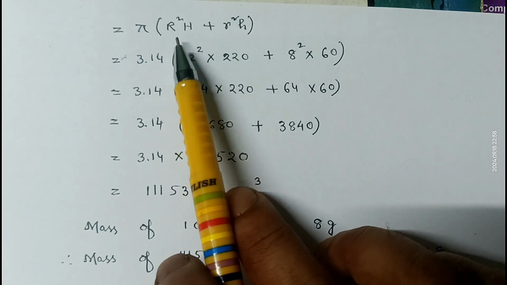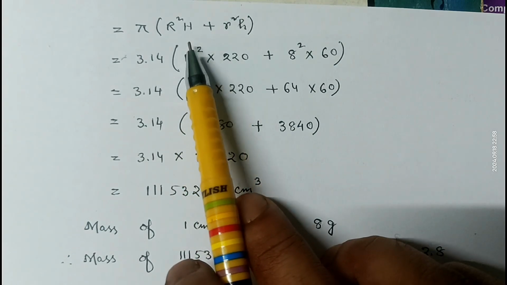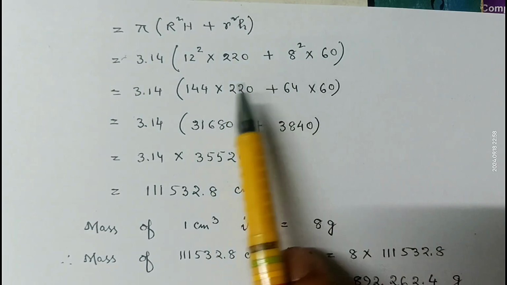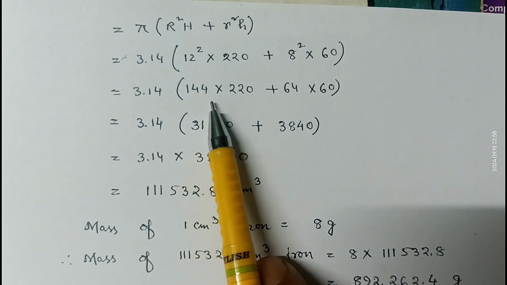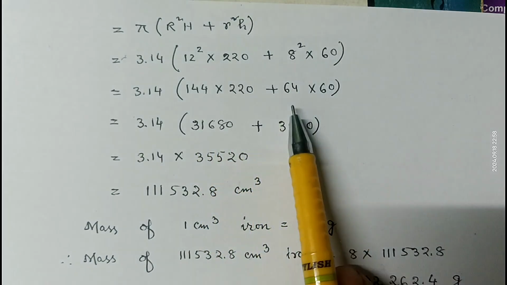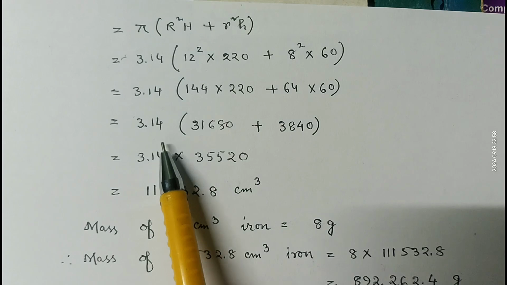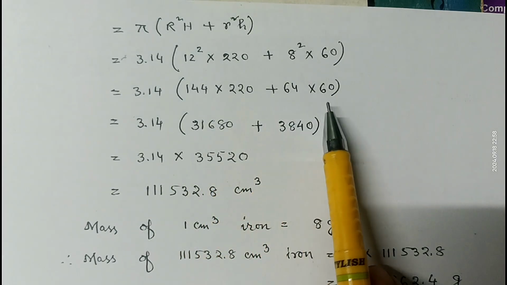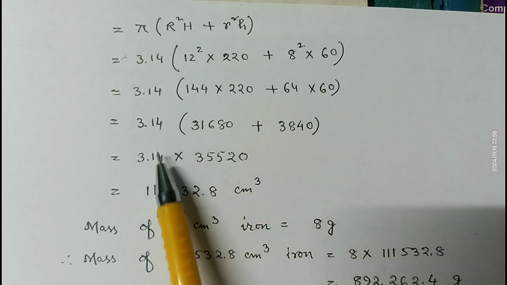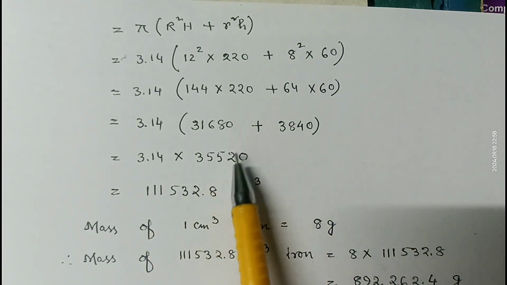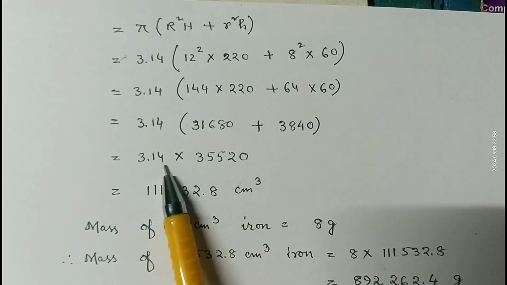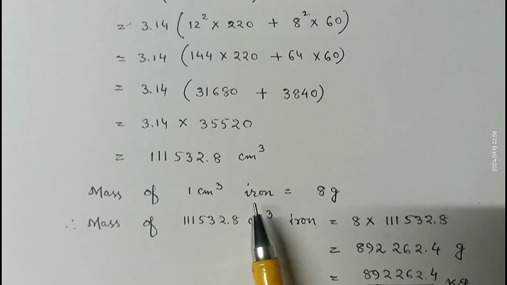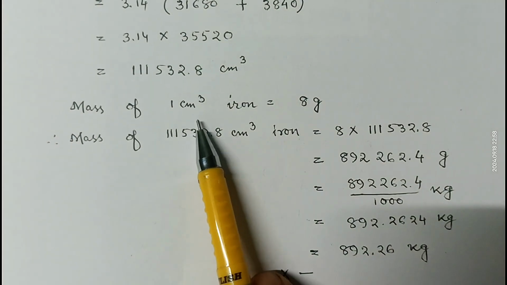Capital R is 12, so R square is 12 square into H is 220, plus small r is 8, so 8 square into 60. So 3.14, 12 square is 144 into 220, plus 8 square is 64 into 60. So 3.14, if I multiply these two, it will give 31680, plus 64 into 60 will give 3840. So 3.14 into, after adding these two, I am going to get 35520, and if I multiply these two, we will get 111532.8 centimeter cube.